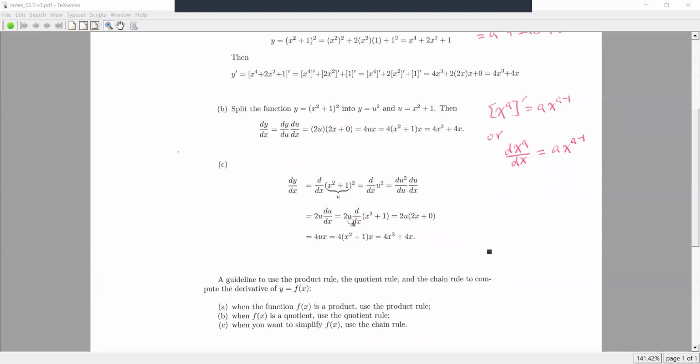This derivative of x squared plus 1 with respect to x is 2x plus 0. Now, simplify this product, then I have this equation. Plug in x squared plus 1 in the u here, then I have this equation. Expand the product, then the result is 4x to the third plus 4x. This result is the same as the results in part A and in part B.